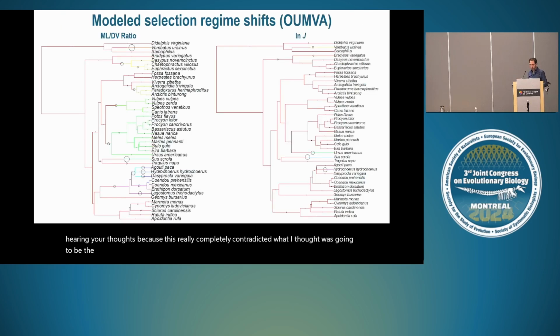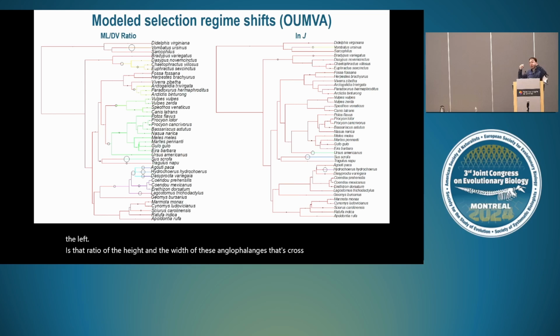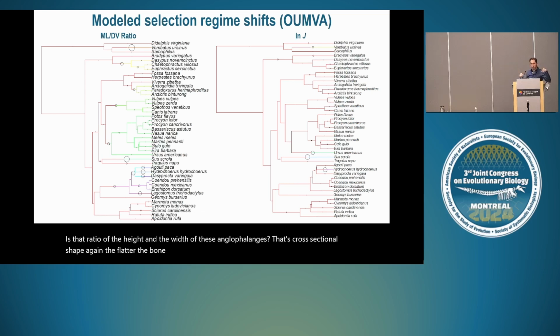Just to give you all an idea, here are 2 of the dimensions. On the left is the ratio of the height and the width of these ungual phalanges. That's cross-sectional shape. Again, in theory, the flatter the bone is, the more fossorial you are; the taller and more narrow the bone, think about a cat, for example, long and thin, narrow claws, you would expect them to be more grasping, or used for holding onto, say, a substrate when they're climbing up it.